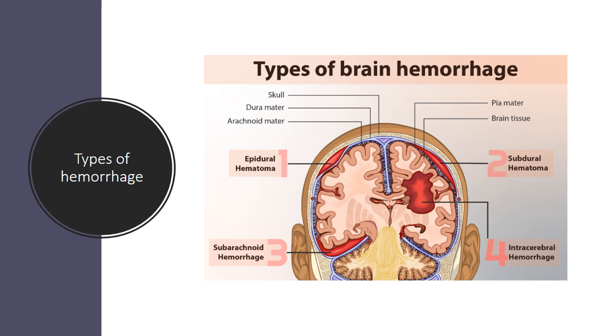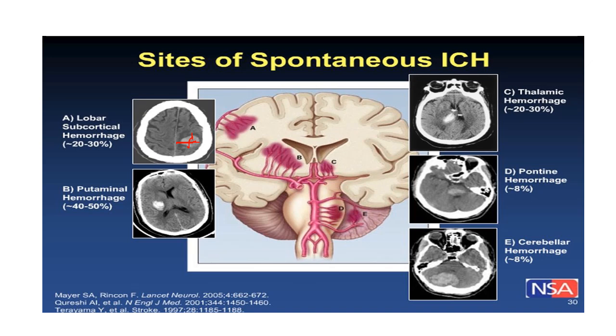We also have bleeds that happen in the brain, and we call these intracerebral hemorrhages. Intracerebral hemorrhages are named in accordance to the part of the brain where the bleed is found. If the bleed is in the cortex or in the lobar region, it will be called lobar subcortical hemorrhage. If the bleed is in the putamen, it is called putaminal hemorrhage.